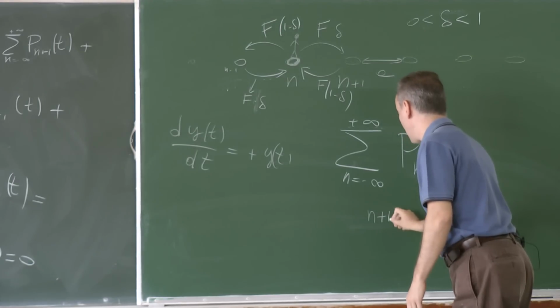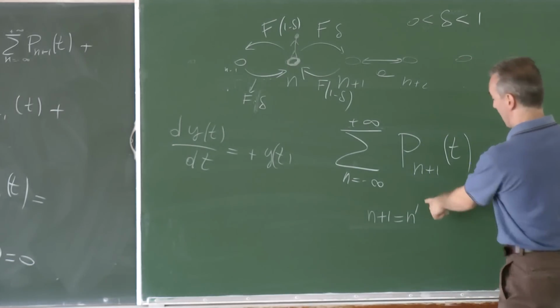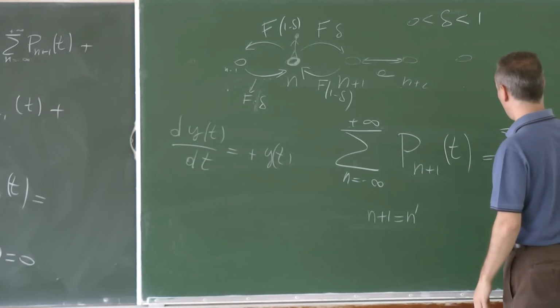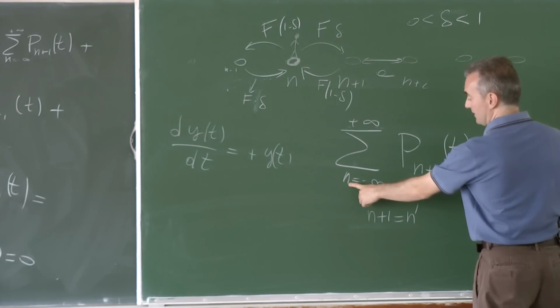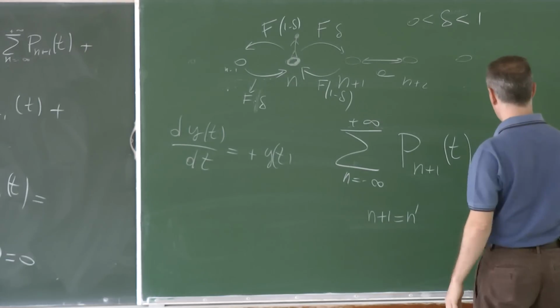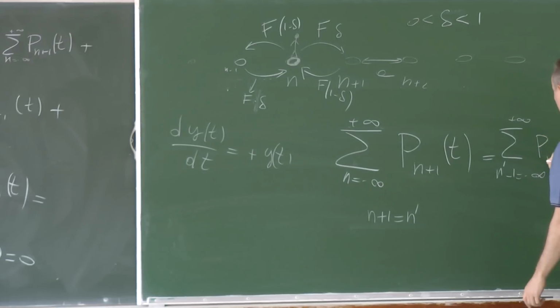Let me call n+1 n prime. So formally, you call it n prime, and then you sum over n prime, and now since you were summing from n, it's n prime minus 1, no? From minus infinity to plus infinity. And now you have P_{n'}(t). Now, you don't mind if I put this minus 1 on the right-hand side, no? So what happens: minus infinity to plus infinity, and plus 1 is still minus infinity.